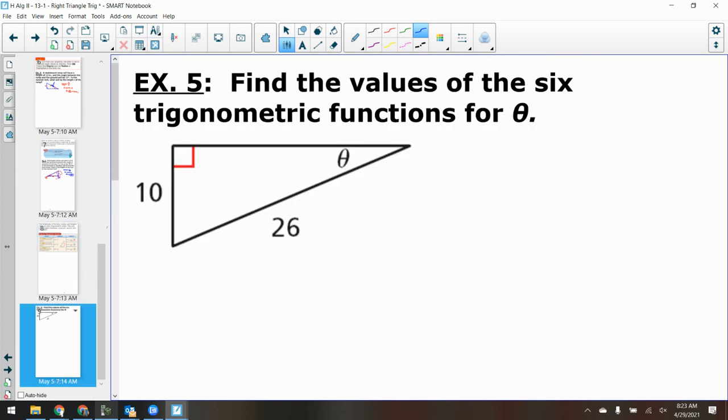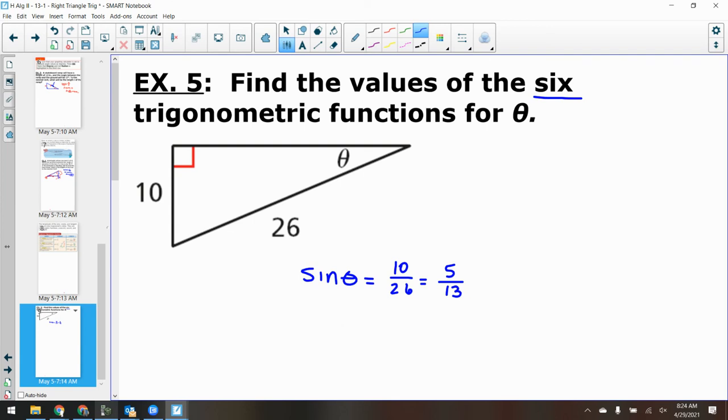Find the values of the 6 trigonometric ratios for theta. Now, what's weird about this one? If I go to calculate my sine of theta, and I'm going to start a list down here, what is sine theta? 10 over 26, right? Reduce it down, 5/13. Y'all follow me there? That's an easy one.